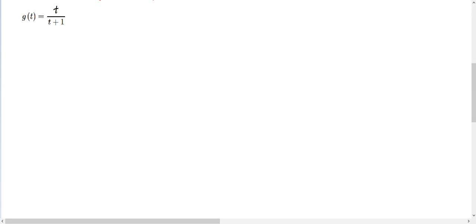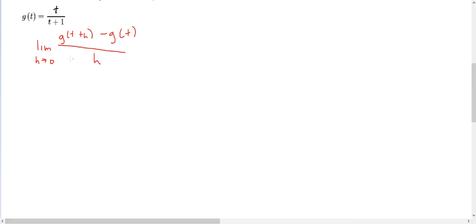So we want to find the derivative of g(t) equals t over t plus 1. So going back to our limit definition, we have the limit as h approaches 0 of g(t plus h), because now we're using t as our x value and g as our f. So this is going to be g(t plus h) minus g(t), and this is all going to be over h.